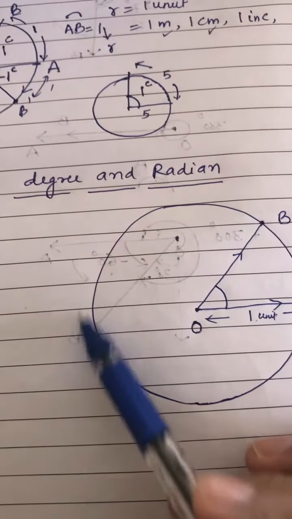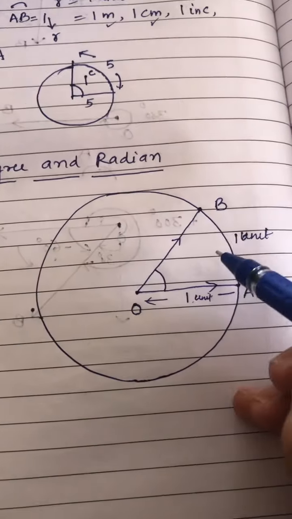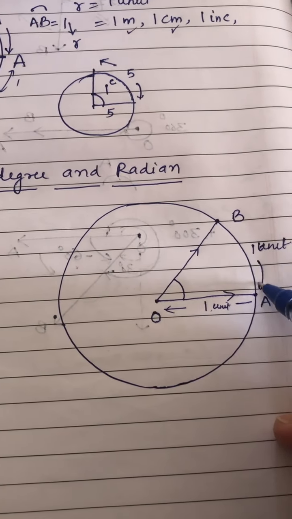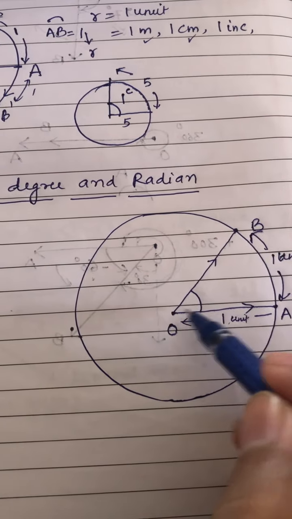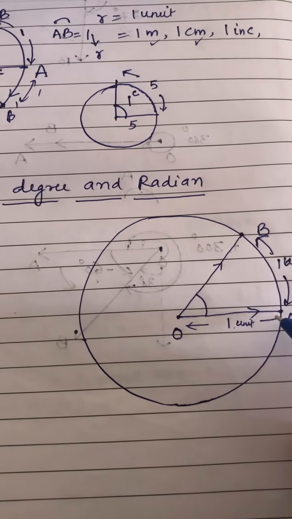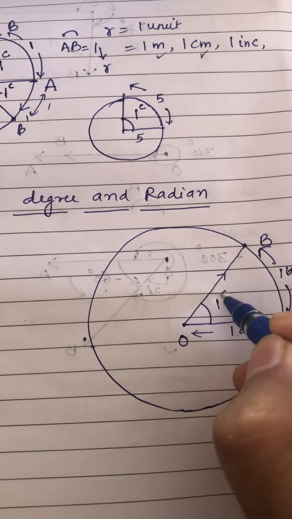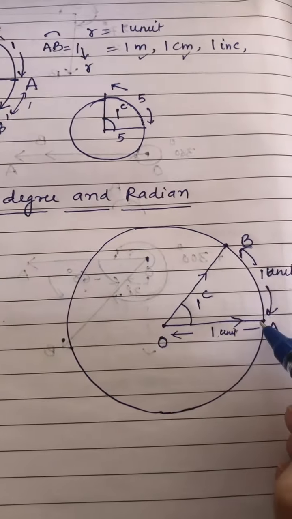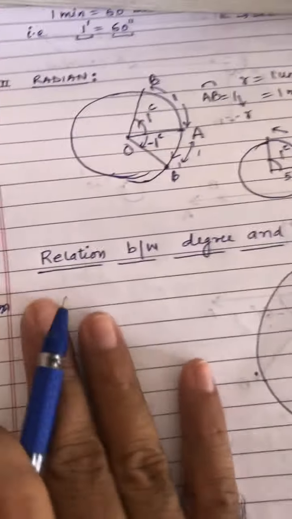Suppose this is a circle of radius 1 unit. Now, if I take an arc length again of 1 unit, that means equal to the radius. Radius is 1, length of arc I have taken 1. Then the angle subtended at the center is called 1 radian. If the length of arc and radius are equal, then the angle subtended at the center is 1 radian.